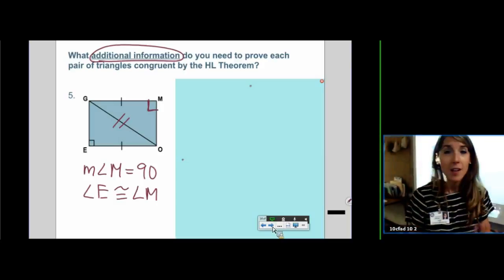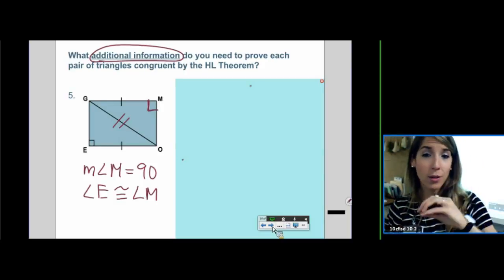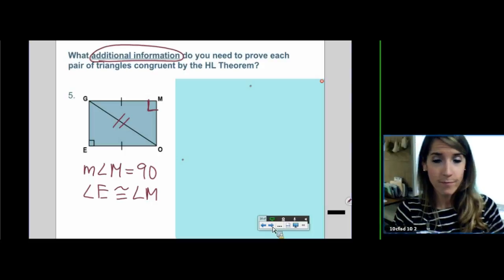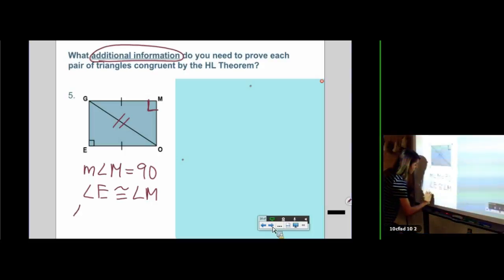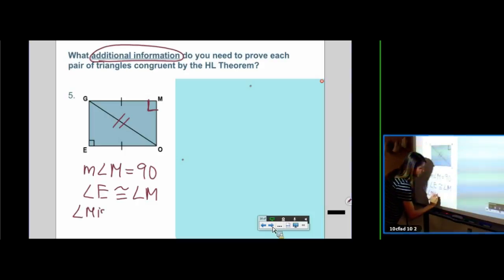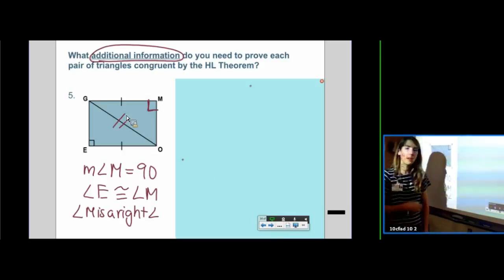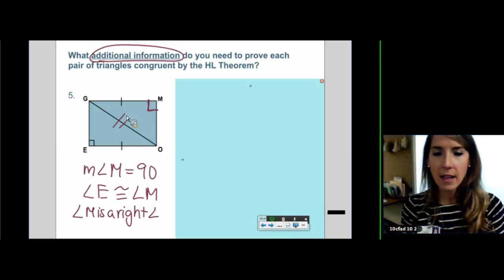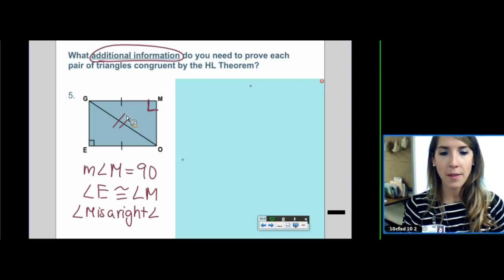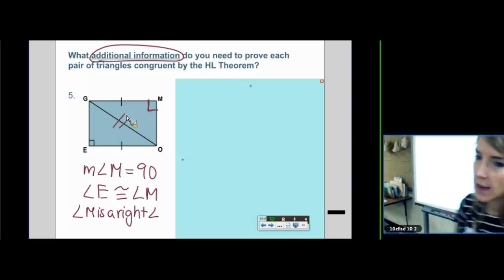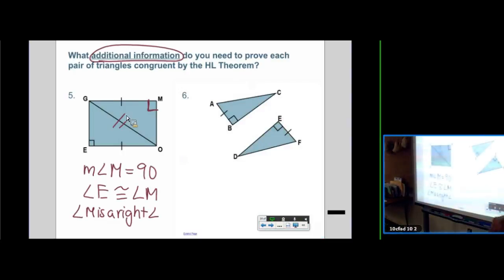Wouldn't that work? Because angle E is 90. If I force it to be congruent to M, it makes M 90. Or if you want to, you can say angle M is a right angle. But I really prefer the first two because I like how they're more precise. And we're not writing as many English words, just more math symbols. Okay? Try the next one, but don't type your answer in the chat yet, please.